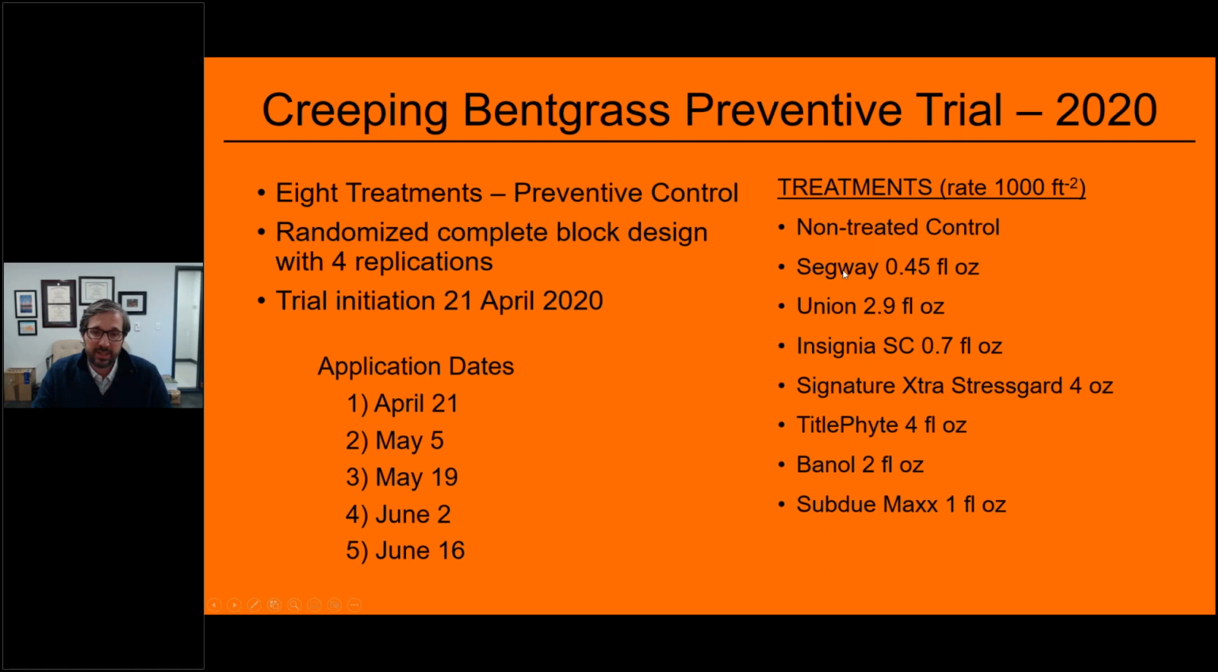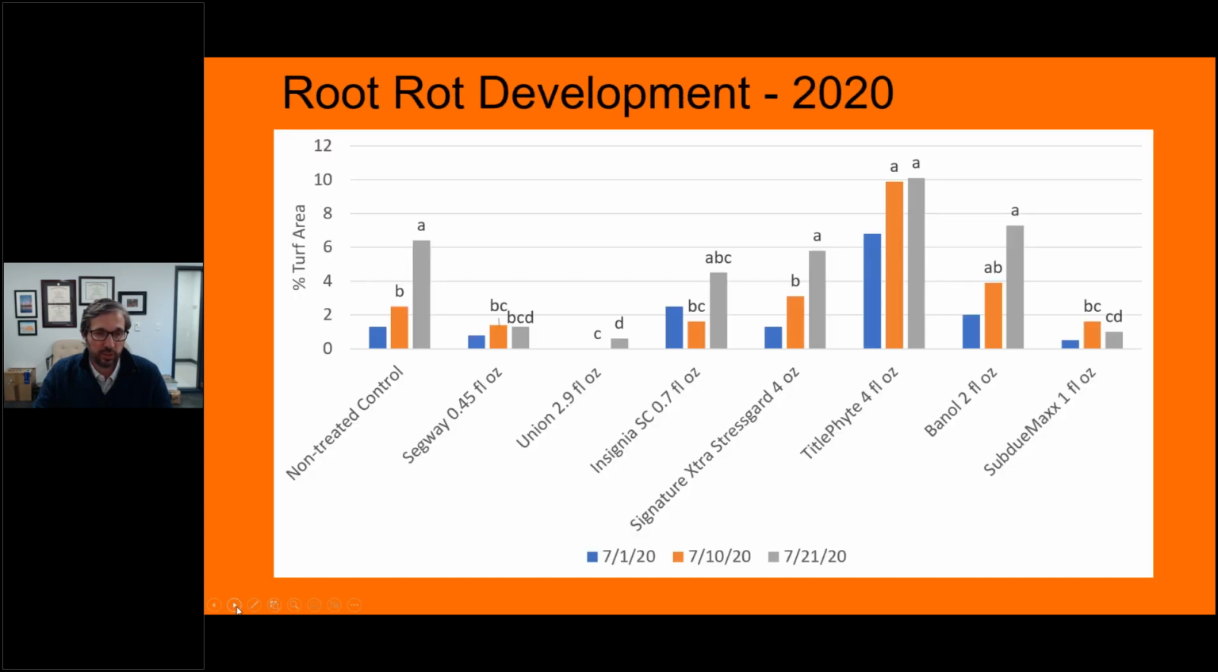And here we're looking at Segue, which is cyazofamid, Union, which is cyazofamid with azoxystrobin, Insignia, which is pyraclostrobin, Signature, Extra Stress Guard, Tidal Fight, Banol, Subdue. Again, varying applications, but all looking at these 14-day application windows. And just looking at areas where we had some pretty decent root rot development, about 10% disease in our plot area on the 20th of July. Again, that's well beyond our application window.